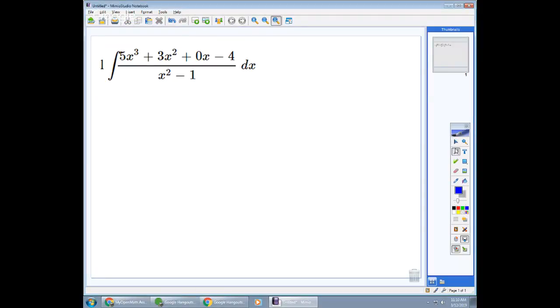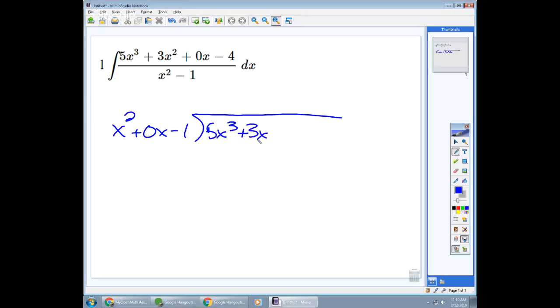x squared minus 1. I like to put a 0x in there. It goes into 5x cubed plus 3x squared plus no x minus 4. Why do we have to use long division? Because the degree of the top is larger than the degree of the bottom. You can't do partial fractions unless the degree of the top is smaller than the bottom. It can't even be the same. I can do an example like that too in a moment.